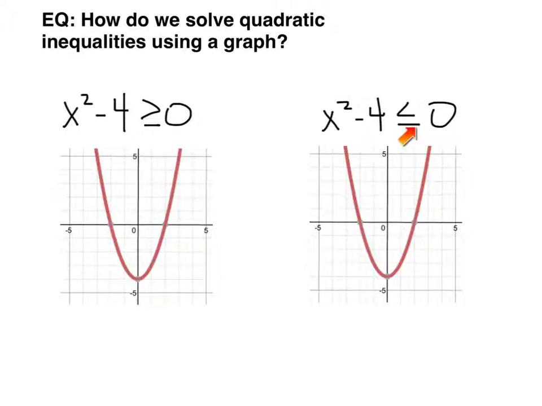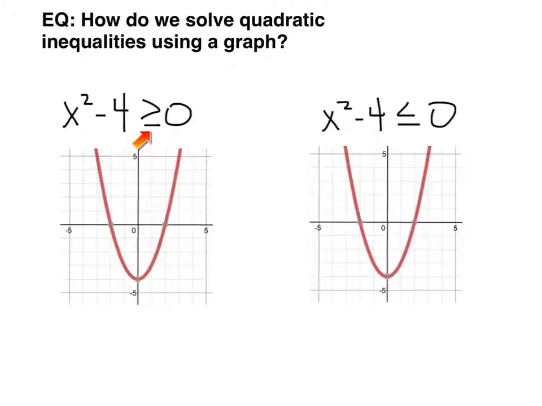Now, if it was just x squared minus 4 equals 0, my solutions would just be 2 and negative 2. But since these are inequalities, they have whole sets of solutions for the x's. Okay, so this very first example, x squared minus 4 is greater than or equal to 0. What I have to look at is where on the graph is this graph greater than or equal to 0 as far as the y's go.